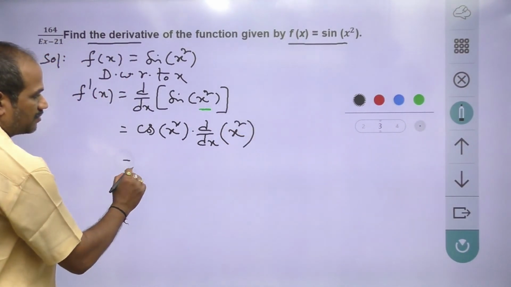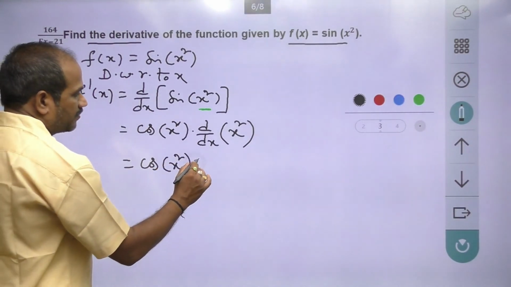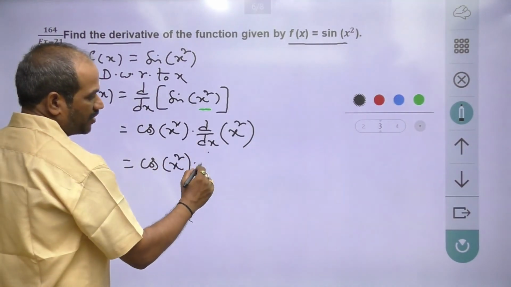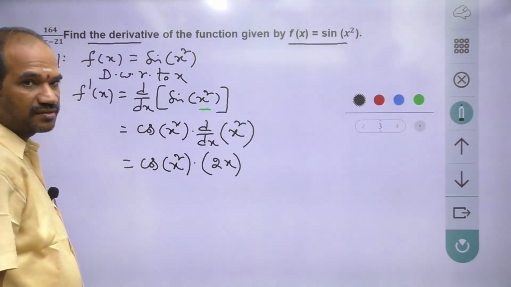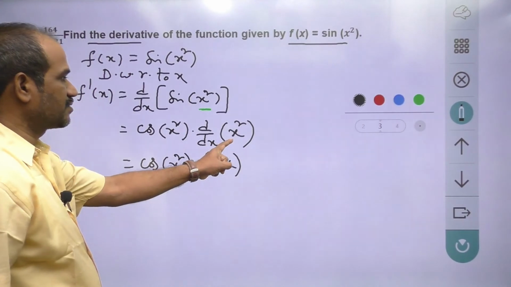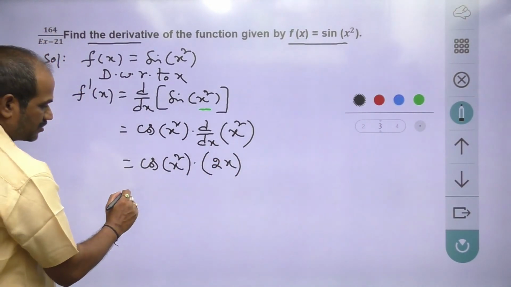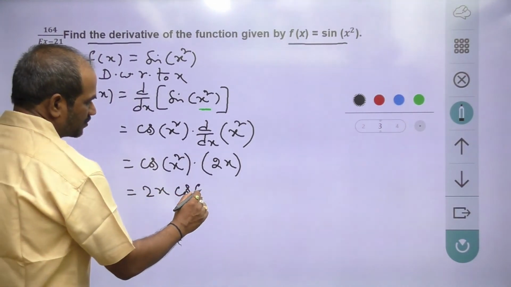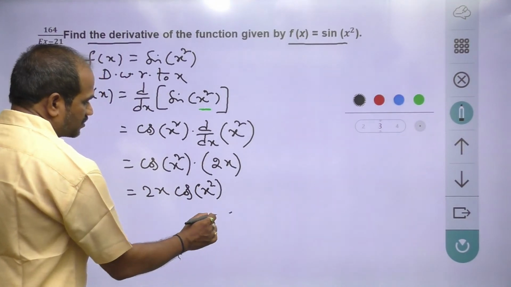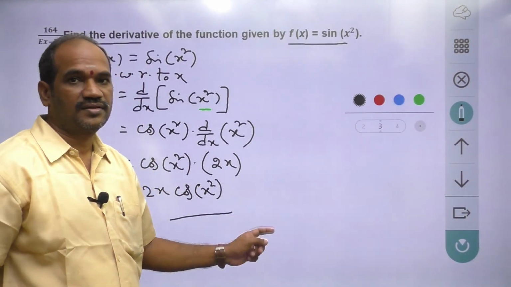So that is equal to cos of x square into d by dx of x square. d by dx of x square is 2x, by the formula. So multiplying, that is equal to 2x into cos of x square. This is the final answer. Write this question.